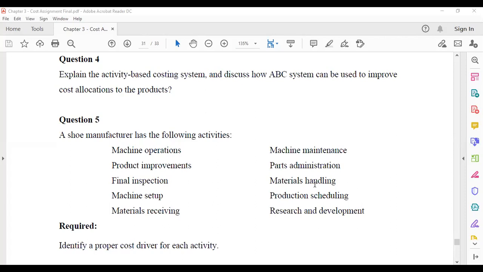What is driven by cost in traditional costing? I don't get that. Okay, you can hear, right? So if I dictate the answer, you can take it down, right? Fine.